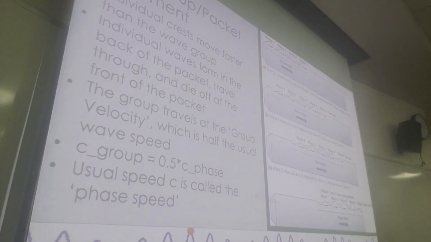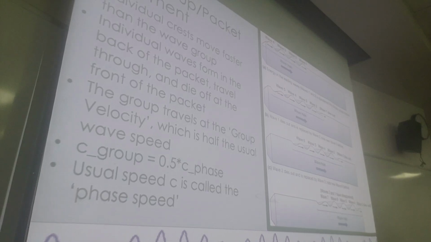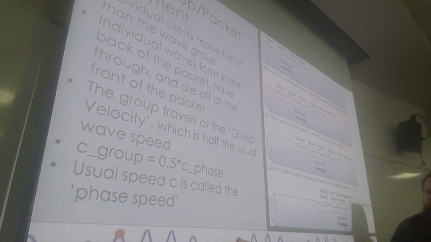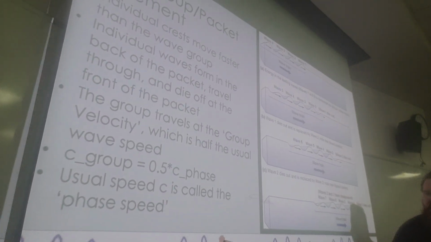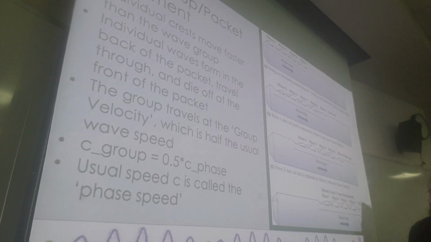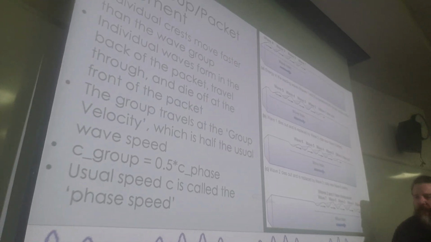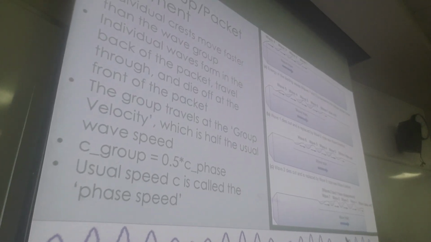We talked about group packet propagation. So the key idea here is a bit subtle, but the key idea is that there's two speeds associated with a wave. There's the speed at which the individual crests travel, and that's the red dot, and that is a faster speed. And then there's the speed at which a group of waves travel, and that's the speed of the green dots. And the point is that the crests travel faster than the group.